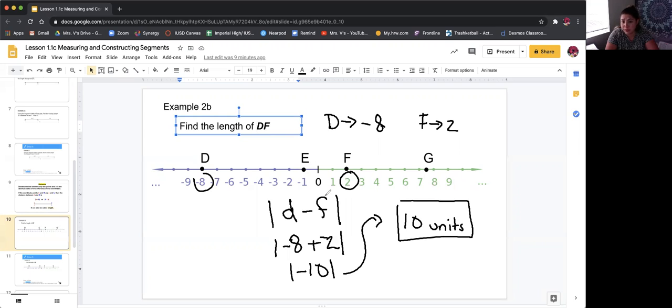Another way to prove this is by counting the spaces. So we start from D and we go all the way to F. We can go ahead and count the spaces, and I'm going to change the color so you can see what I'm doing. I can go from -8, -7, -6, -5, -4, -3, -2, -1, 0, 1, and 2. So let's go ahead and count the steps. 1, 2, 3, 4, 5, 6, 7, 8, 9, and 10. And that is correct. 10.